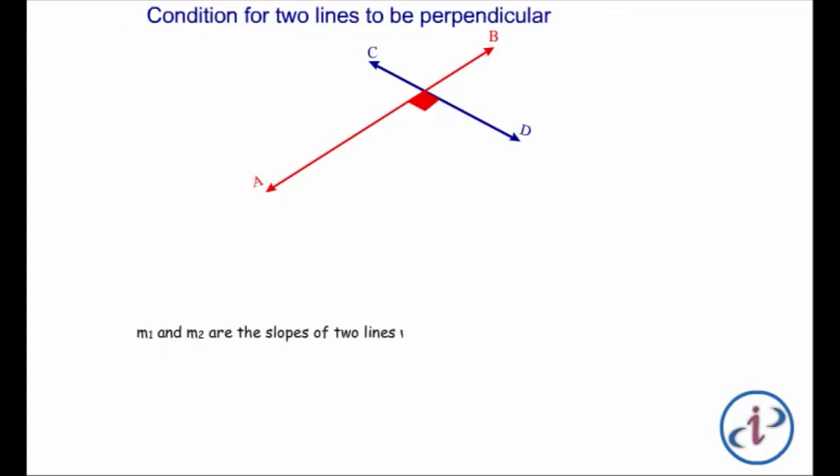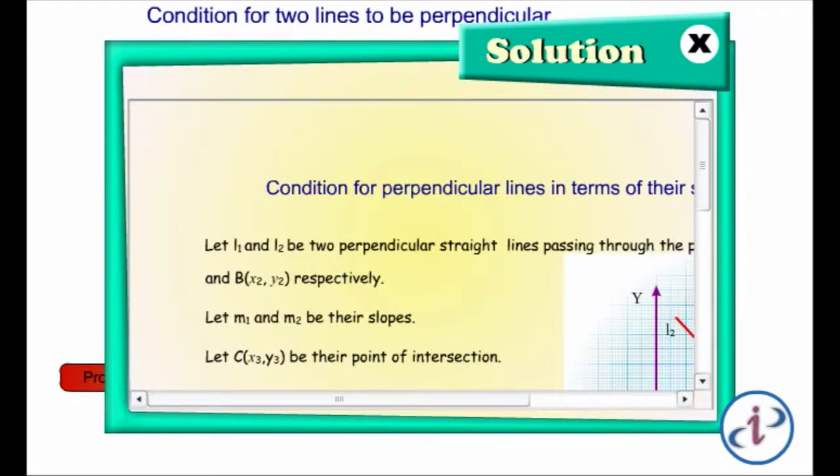Now look at the condition for two lines to be perpendicular. Let AB and CD be two lines. If the product of slopes of two lines is minus 1, then the lines are perpendicular. In other words, if M1 and M2 are the slopes of two lines which are perpendicular, then M1 times M2 is equal to minus 1. Click on the proof button to view the proof of condition for two lines to be perpendicular.